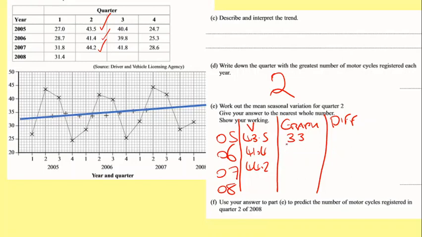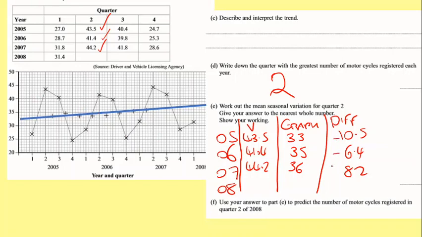For 06 quarter 2 I've got 35, and for 2007 I've got 36. And of course you can have a little bit of variation in your answers because I'm just reading off a graph. Now the difference: 43.5 minus 33, 10.5. 41.4 minus 35, 6.4. 44.2 minus 36, 8.2.